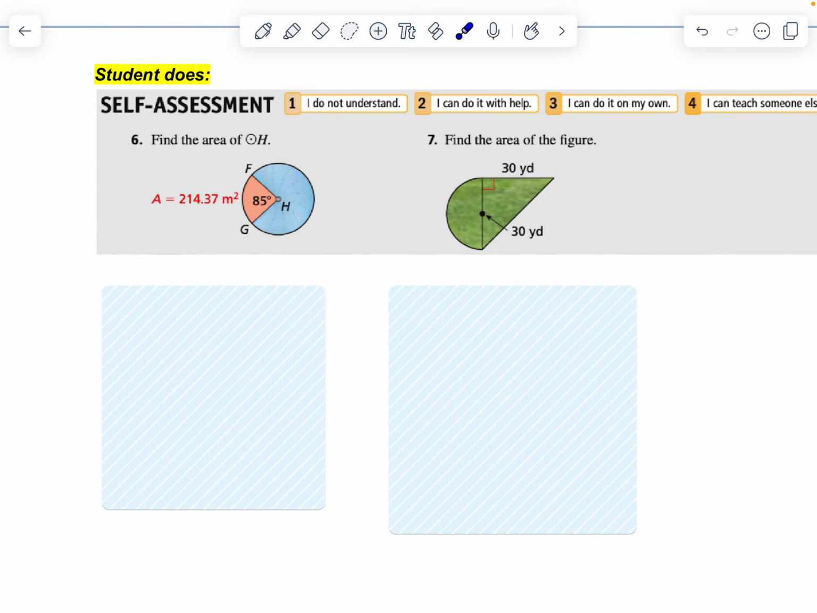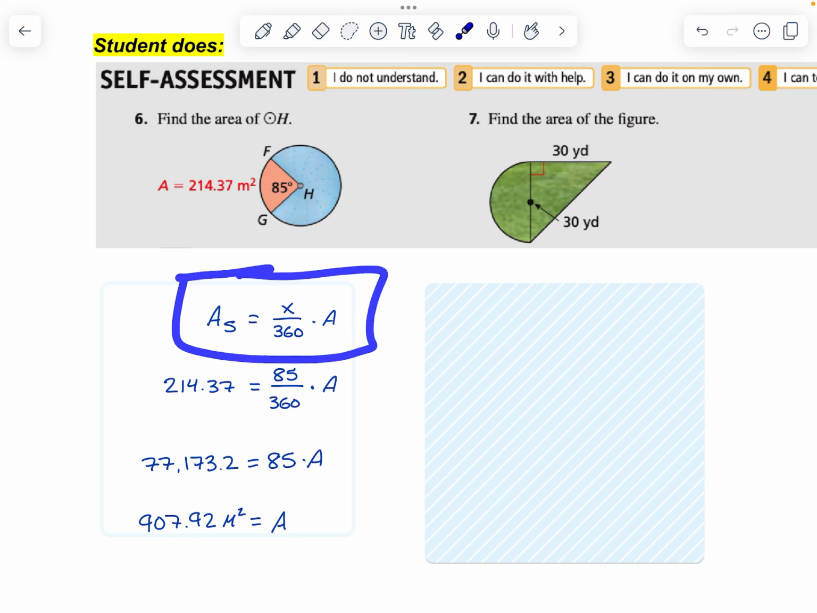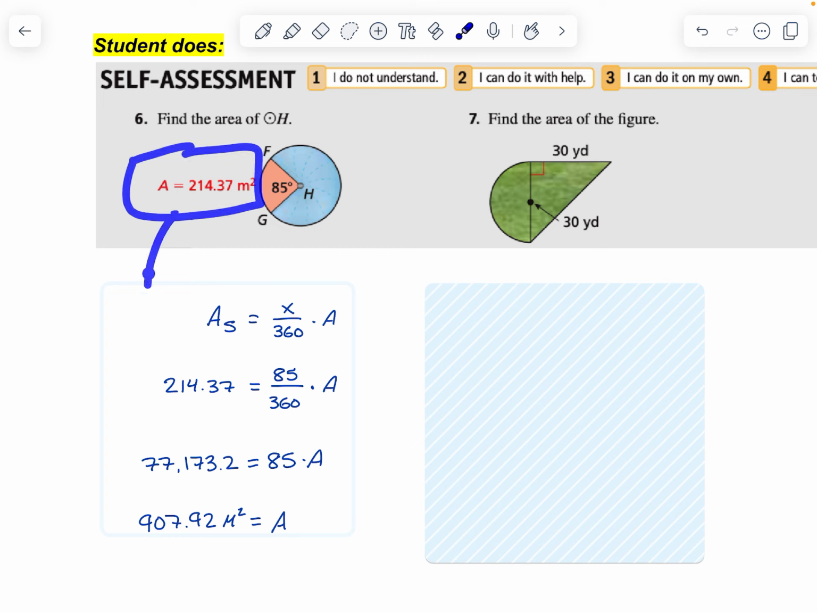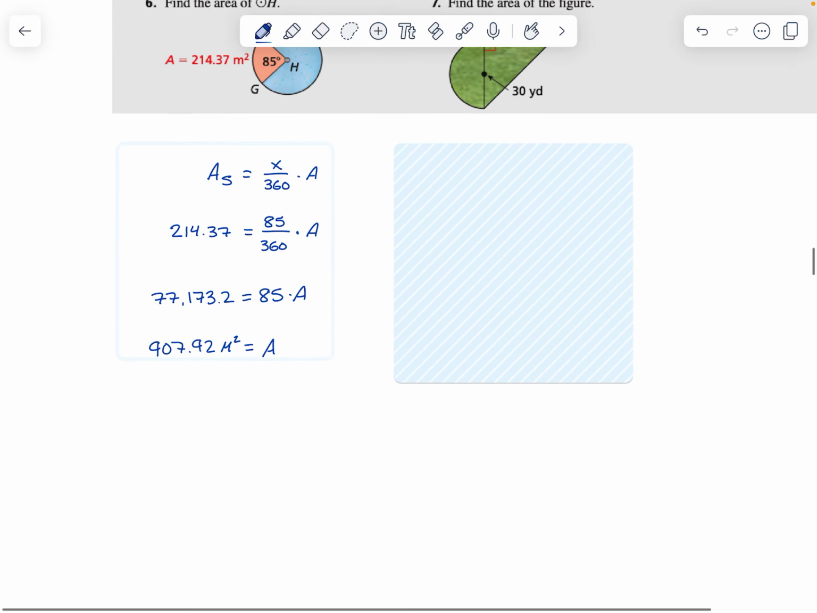Okay, find the area of circle H. Sector area is equal to x over 360 times A. Sector area was 214.37. Your measure was 85. I didn't even reduce 85 over 360 in this case. If you did, your work will look like this. I will show it to you just in case you decided to go the longer way of reducing your fraction. I didn't need an exact answer, so I wouldn't necessarily need you to do that, but I'd love if you did.